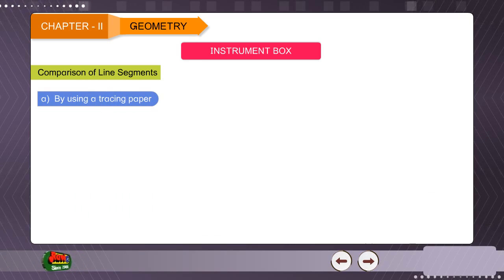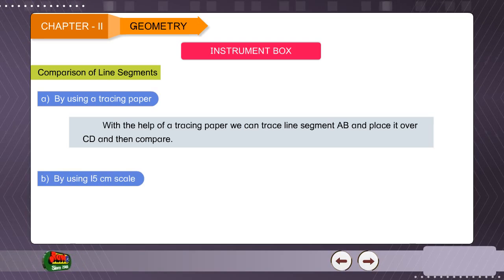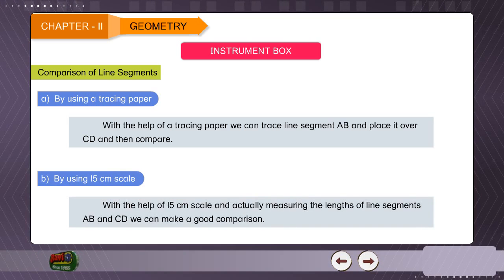A. By using a tracing paper. With the help of a tracing paper, we can trace line segment AB and place it over CD and then compare. B. By using a 15 cm scale. With the help of a 15 cm scale and actually measuring the lengths of line segments AB and CD, we can make a good comparison.